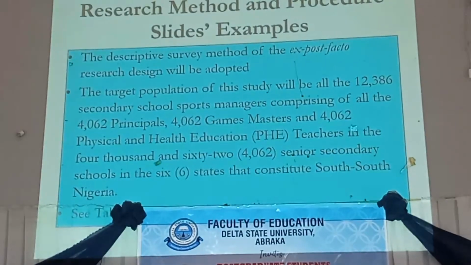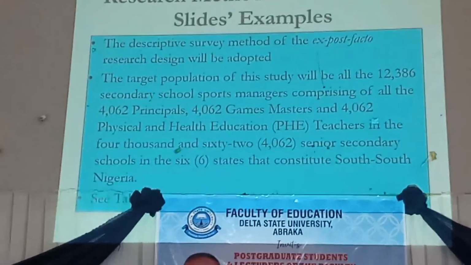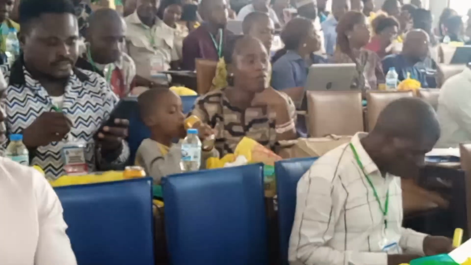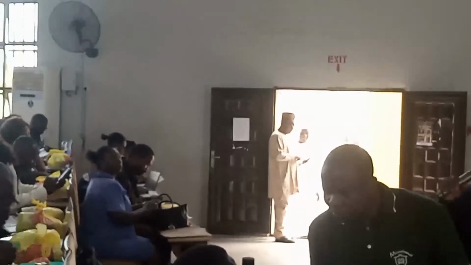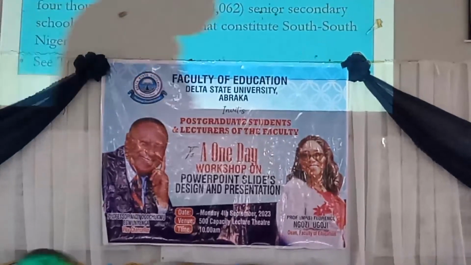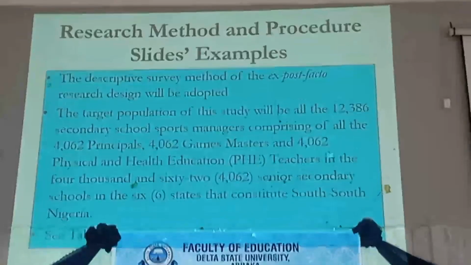Now let us go on to practice. I said the five statements should be on this research method and procedure slide. Statement number 1. Facilitators, please, let's look for those five statements. First of all, the title of the slide, then the statements to go along with the title.